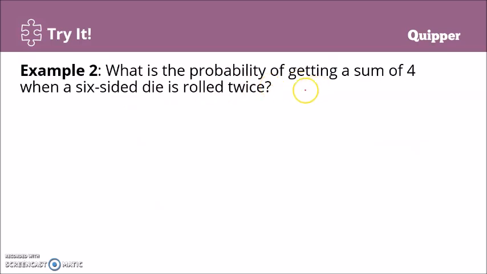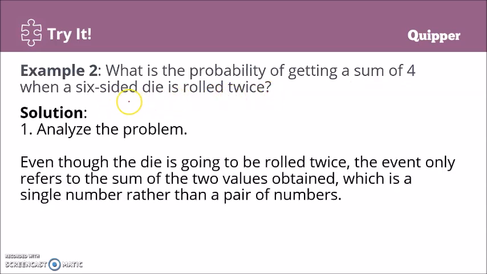Now, what is the probability of getting a sum of 4 when a 6-sided die is rolled twice? Dalawang beses i-roll ang die. So, let's analyze this problem. Even though the die is going to be rolled twice, the event only refers to the sum, the sum of 4 of the 2 values obtained, which is a single number rather than a pair of numbers.